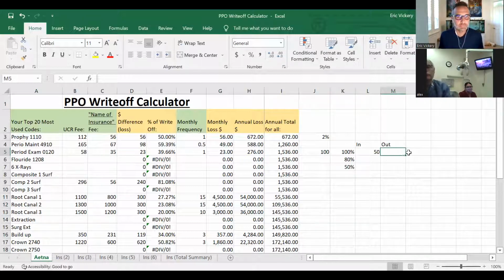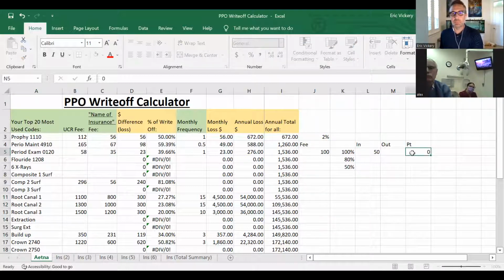So when you're out of network, and here's the patient portion. Here's the fee. When you're in network, you get 50 and the patient pays 0. When you're out of network, you get $100 and the patient pays 0.